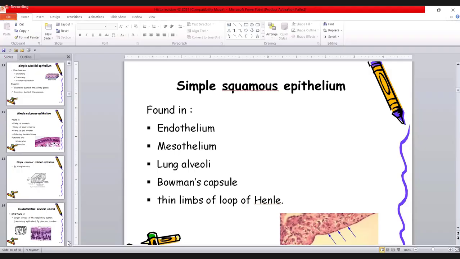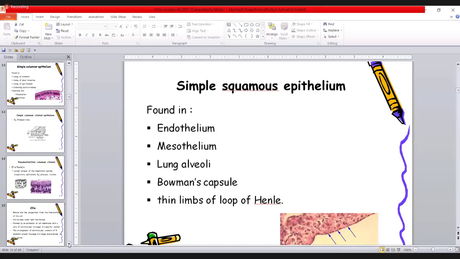Simple columnar ciliated epithelium. Fallopian tube, very good. It's found in the fallopian tube. Pseudostratified ciliated columnar epithelium. Respiratory tract. Now, respiratory tract won't be correct. Where in the respiratory tract? Name it. Respiratory epithelium. It's also known as respiratory epithelium, yes.